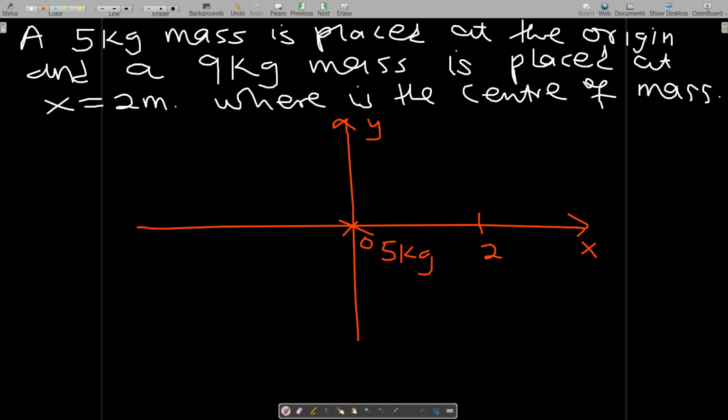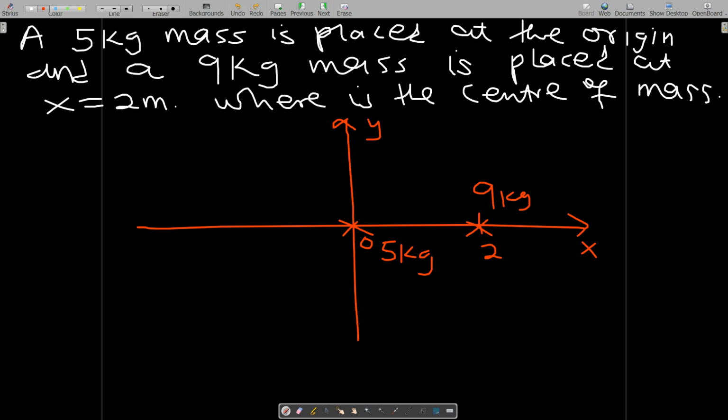I hope you know why I'm putting it here, because when you say x equals 2 meters, it means that when you move 2 meters on the x axis, this is the value. So there's a 9 kilogram mass here. Where is the center of mass? If you remember, I said in the beginning of the video that the center of mass is actually measuring a distance or a position. So at what point here is our center of mass located? That's the question you should be asking yourself.